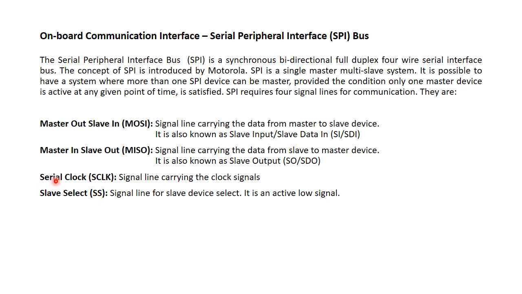Then serial clock, SCLK or just SCL, the signal line carrying the clock signal. The clock signal line is required because it is a synchronous bus. Then slave select, SS, the signal line for slave device select. Since there can be multiple slaves, to select one slave at a time, the master requires the slave select line SS. It is an active low signal, so the line is active when the signal is low.